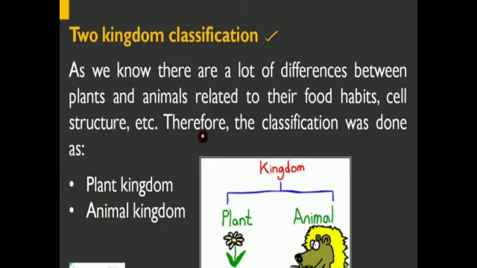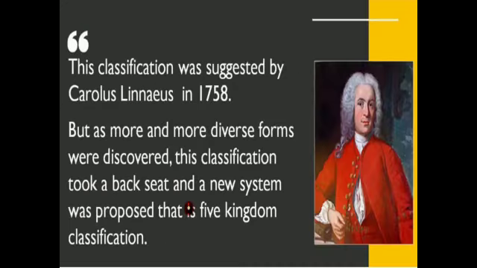The two kingdom classification: as we know, there are a lot of differences between plants and animals, related to their food habits, cell structure, etc. Therefore the organisms were divided into two kingdoms, plant kingdom and animal kingdom. This classification was suggested by Carolus Linnaeus in 1758.